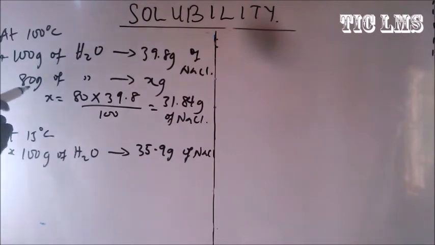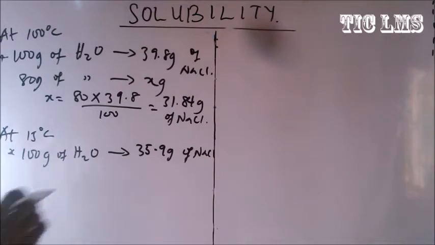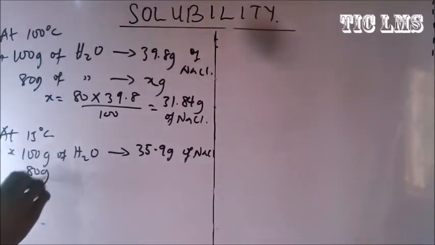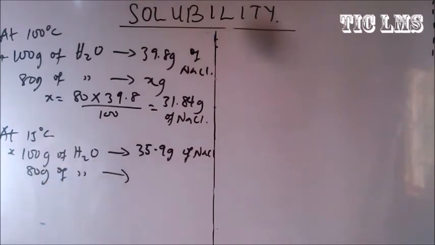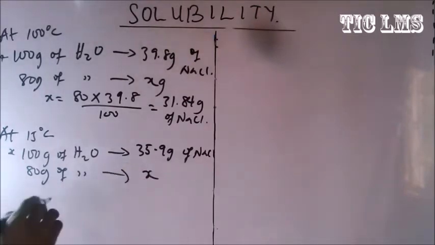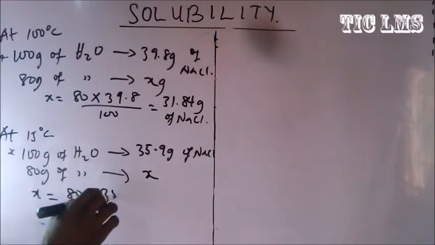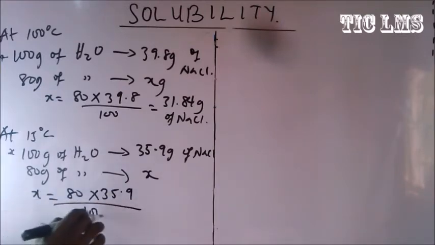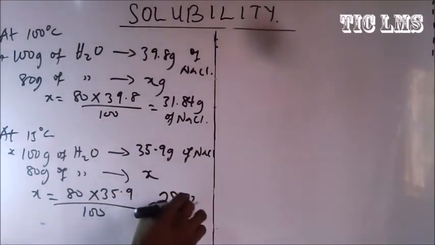If this 80 gram of water was cooled to 15 degrees Celsius, what will be the mass of sodium chloride we have? What is the mass of salt that will dissolve in it to have a saturated solution? So x here equals 80 times 35.9 divided by 100, and that produces 28.72 gram of sodium chloride.